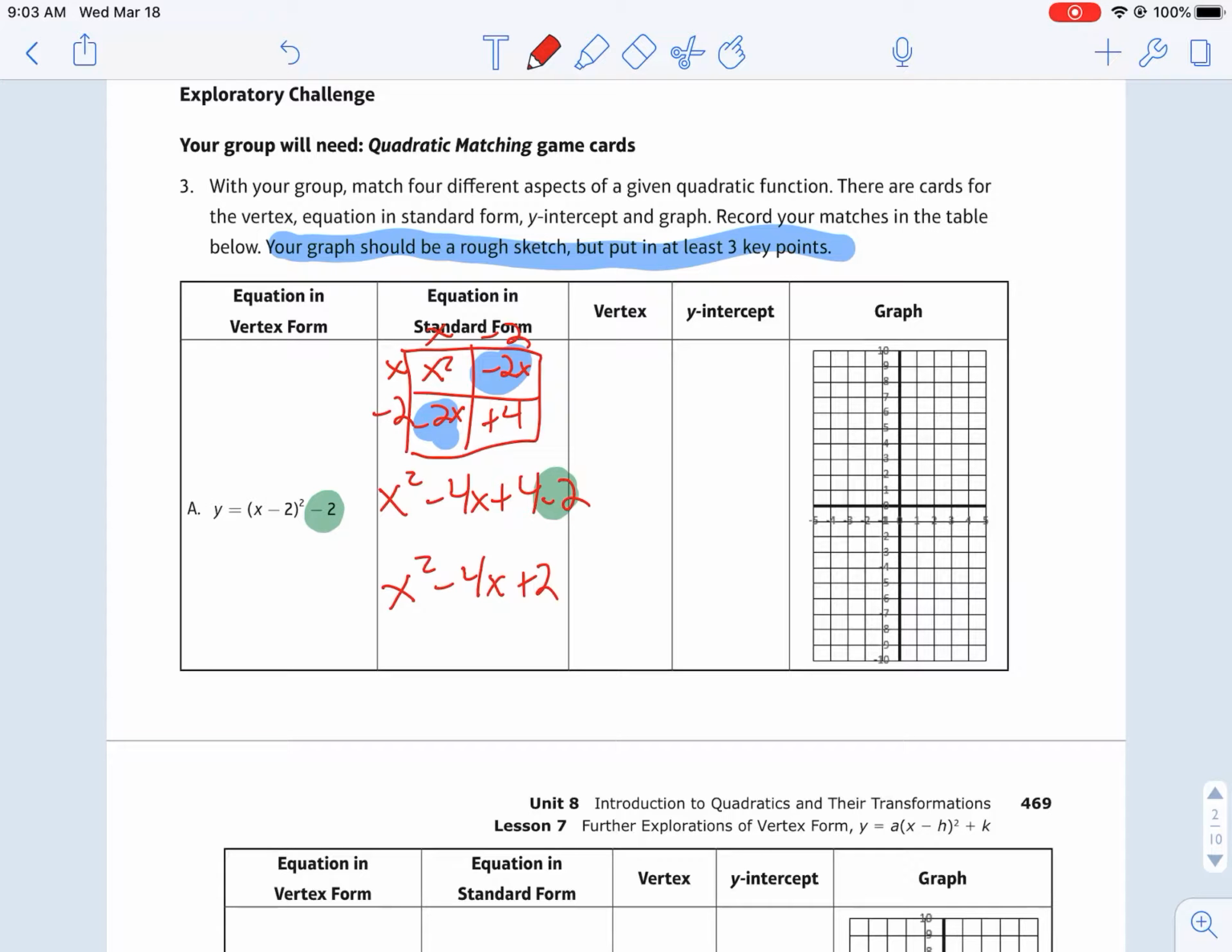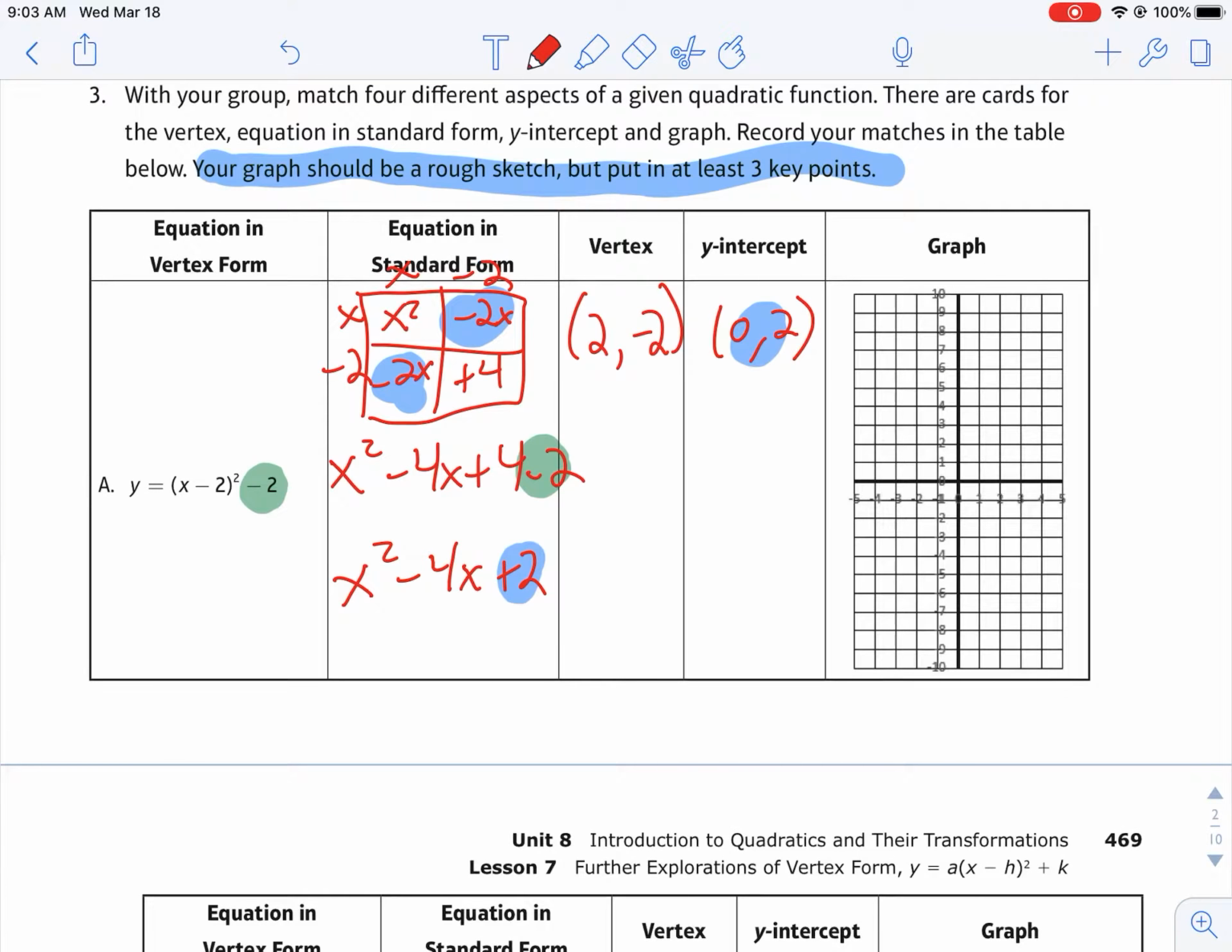My vertex is given from the vertex form. That's going to be positive 2 comma negative 2. And the y-intercept is always going to be that constant term from standard form. So my y-intercept is going to be 0 comma 2. So now we have enough information to graph this. We have our vertex is 2, negative 2. We know the concavity is upwards because our a term is positive. I know my y-intercept is 0 comma 2.